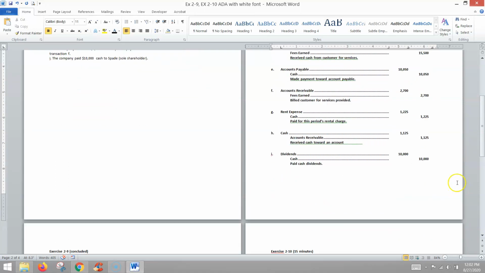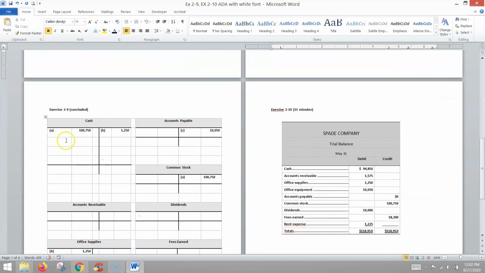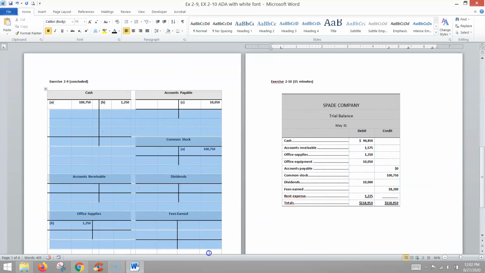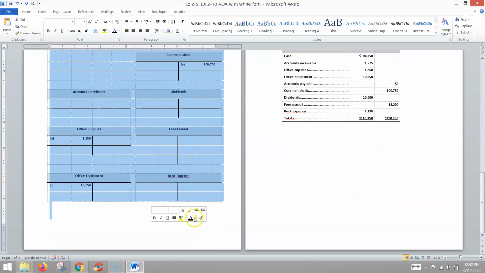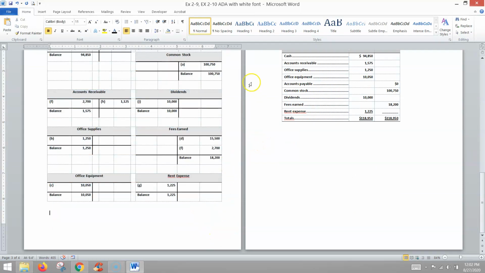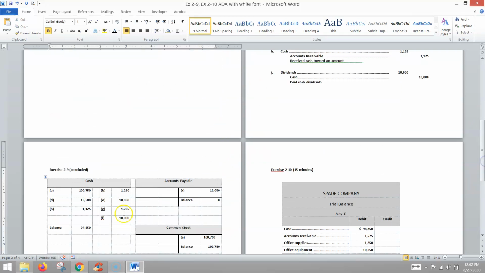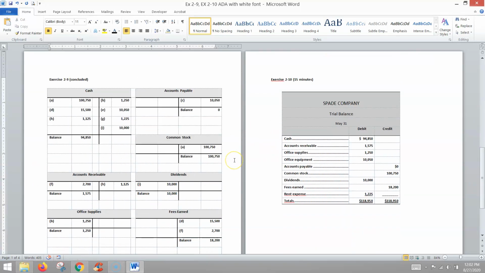Next, I'm going to just finish posting these in total. But again, you would do them one by one. So you're going to list all of the transactions for each account. Then you're going to determine the balance. You're going to add up the debits and subtract the credits. So for cash, we have a balance of $94,850. We would go to our trial balance, and we would post for cash the balance of $94,850. So notice you're not going to put a debit and a credit balance. You're just going to post the net amount in the debit column.